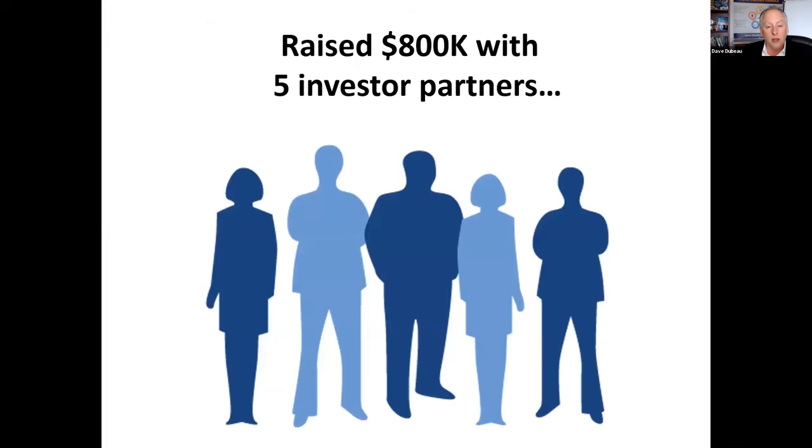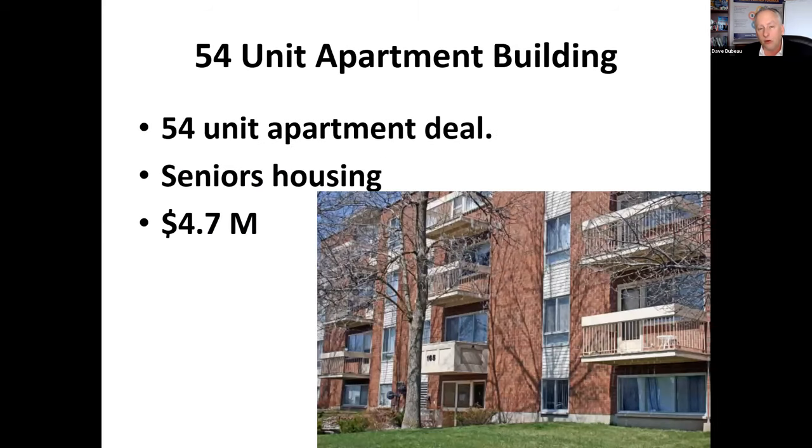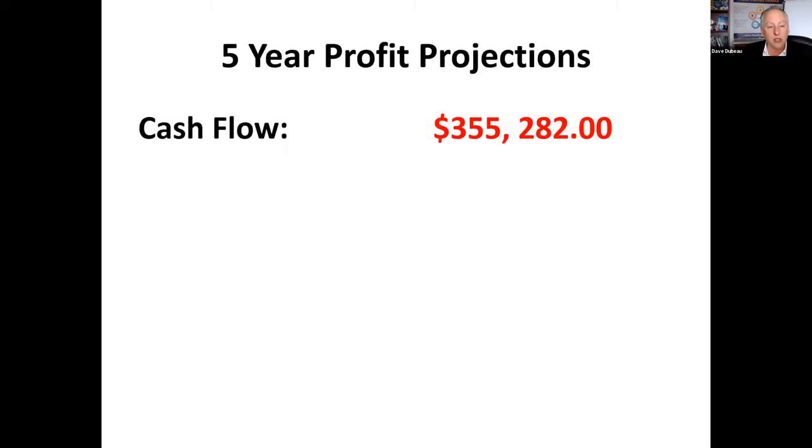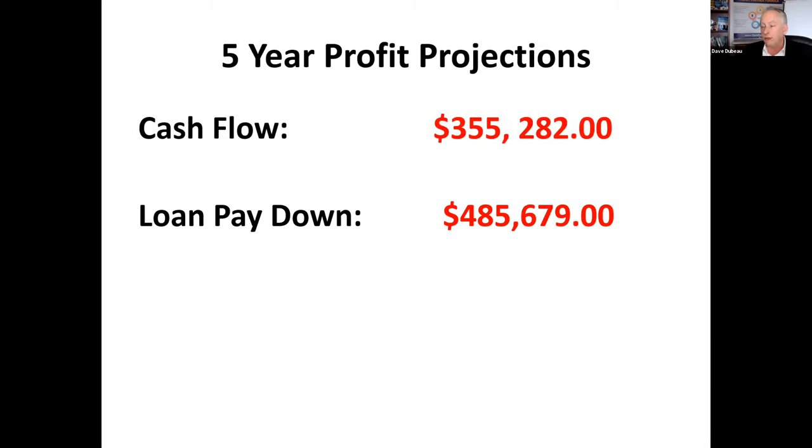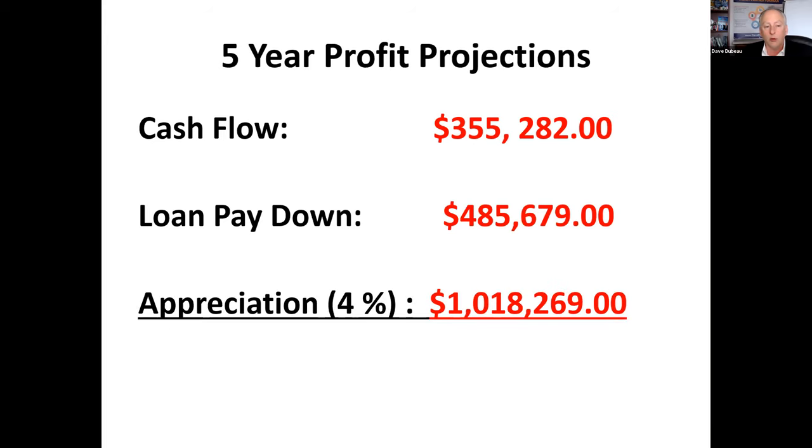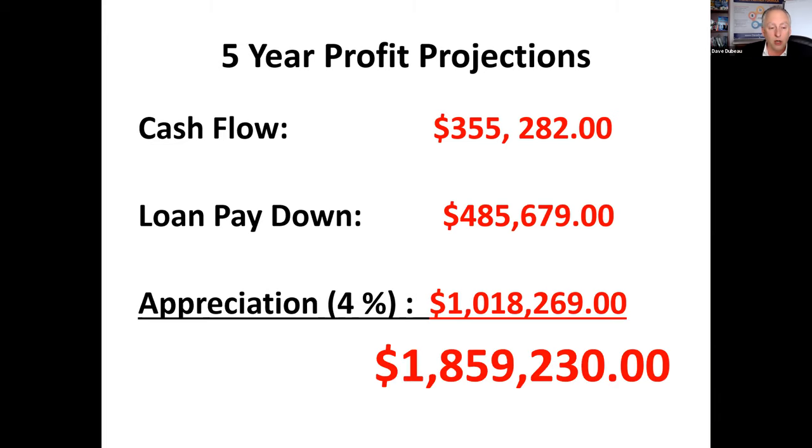And a few years ago, we applied this five-step formula and very, very quickly raised over $800,000 with five investor partners. We bought a 54-unit apartment building complex outside of Ottawa in a small town called Smiths Falls. And the five-year projections on that property: cash flow over that time, $355,000, mortgage pay down over $485,000, appreciation at 4%, which was very conservative. It's actually been higher than that, over $1 million. Total potential profits, I should say, $1.8 million on this property.